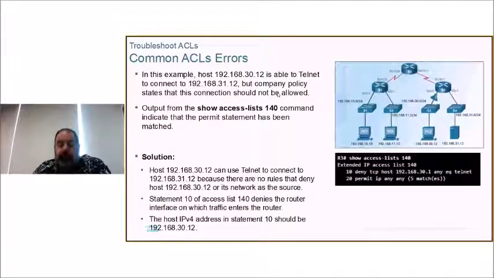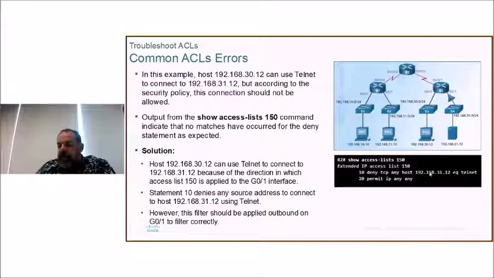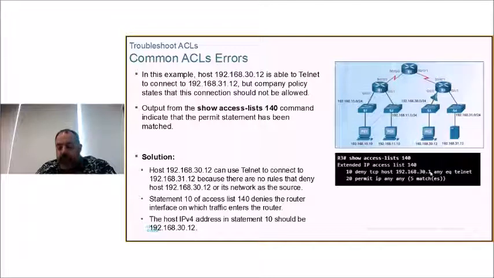Another example, we're looking at show access lists. Host is able to connect to telnet and connect to, but the company policy states that this connection should not be allowed. So here, I think it was meant to have been 12 instead, sorry. I think it was supposed to be host 12 and not host 1. Again, human error.